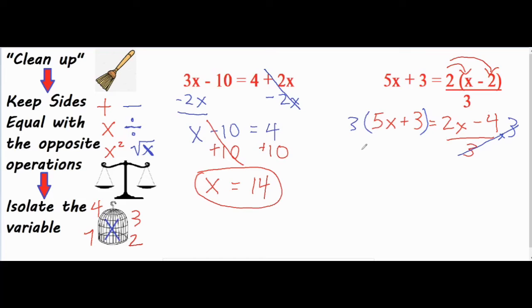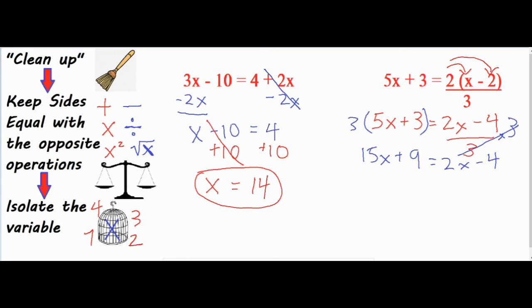3 times 5 is 15, so that's 15x plus, and then 3 times this 3 over here, which is 9, equals 2x minus 4. Okay, so now I've made it into something that resembles this a little bit more, which is a lot more manageable. I got rid of my parentheses, I got rid of my fraction, and now I'm ready to continue on.